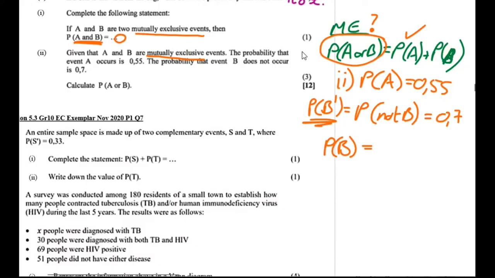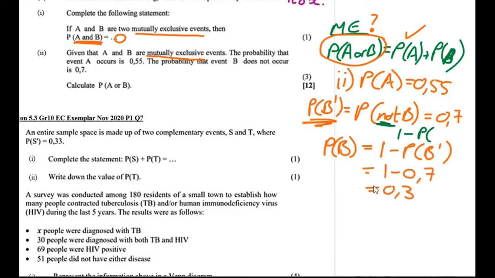So the word not immediately tells you you're going to go 1 minus the probability. That's what not means. It is the opposite. So your total, which is 1, because we're talking about probabilities, minus. So to get the probability of B, I'm going to go 1 minus the probability of not B, which is the B with the apostrophe. And if I work that out, it's 1 minus 0,7, which gives me 0,3.